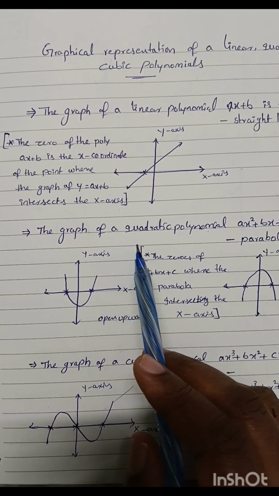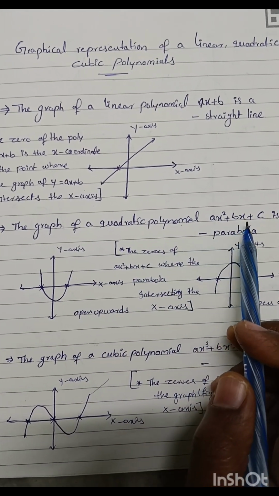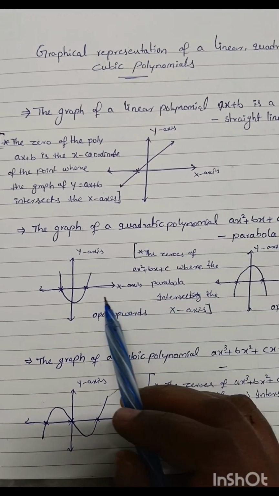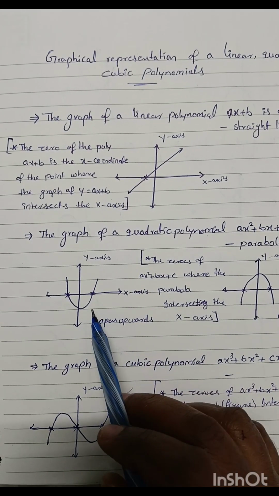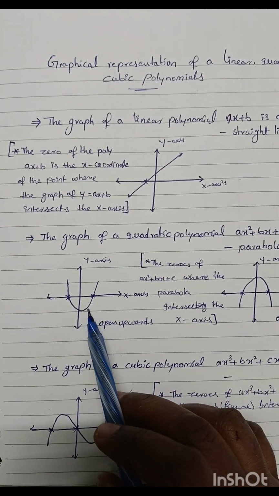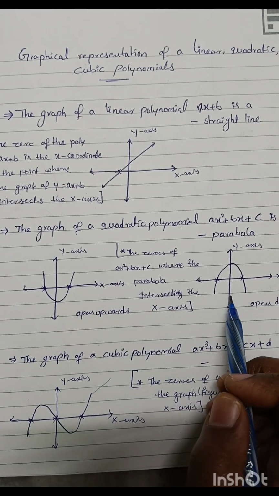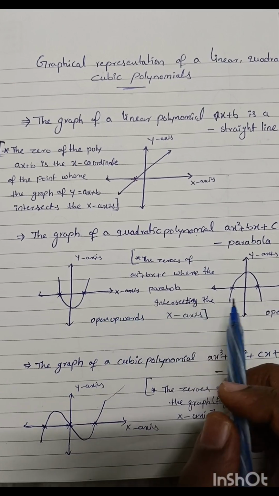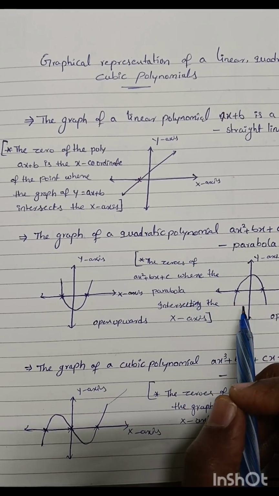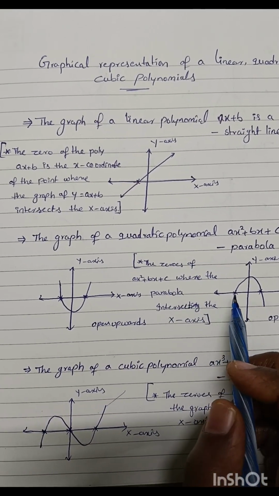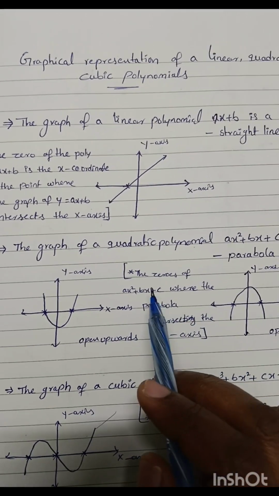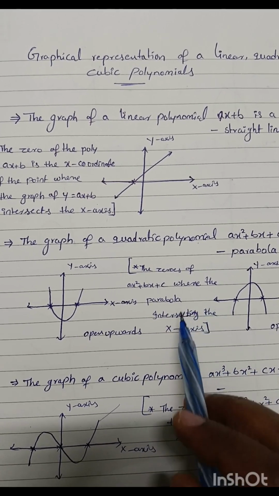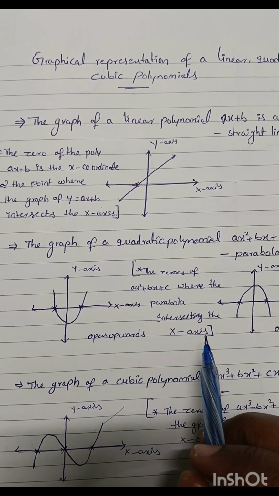Next, the graph of a quadratic polynomial ax square plus bx plus c is a parabola. So this is the graph of an upward-opening parabola, and this one opens downwards. This is the graph of a quadratic polynomial. So how to find zeros from this graph? The zeros of ax square plus bx plus c are where the parabola intersects the x-axis.